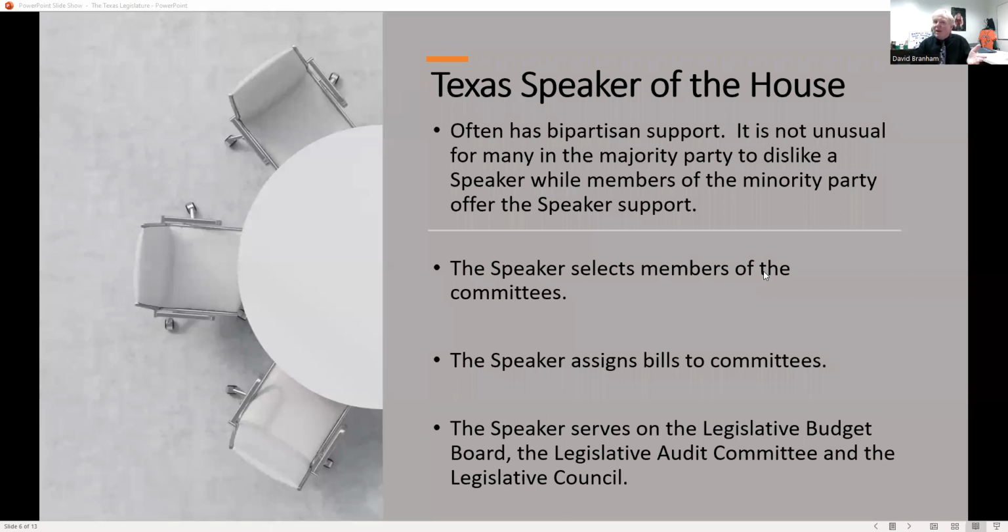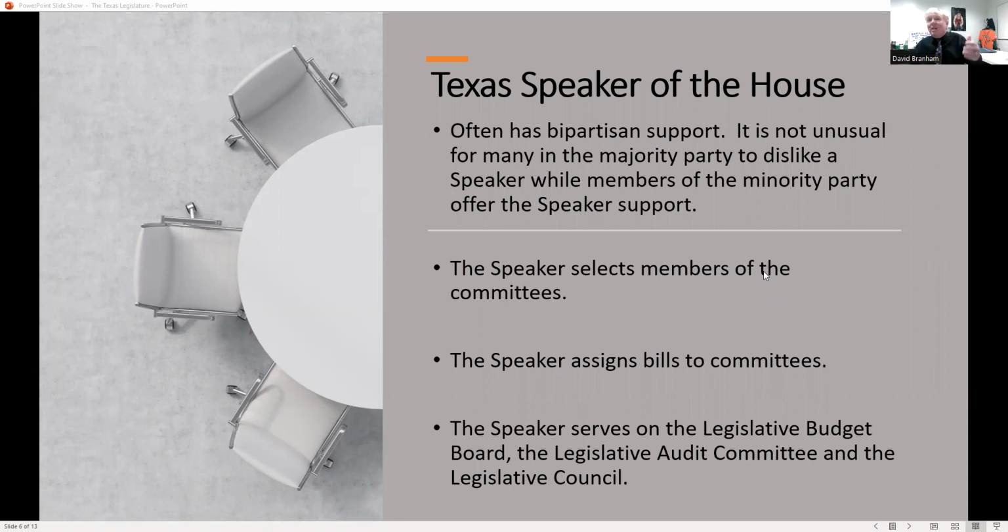The Texas Speaker of the House often has bipartisan support, like I said. It is not unusual for many in the majority party to dislike a speaker while members of the minority party offer the speaker support. That happens. And the speaker selects members of the committees. That's powerful. Then the speaker assigns bills to the committees after that. So the speaker has incredible power over what bills will get passed, because if it doesn't come out of committee, it doesn't get passed.